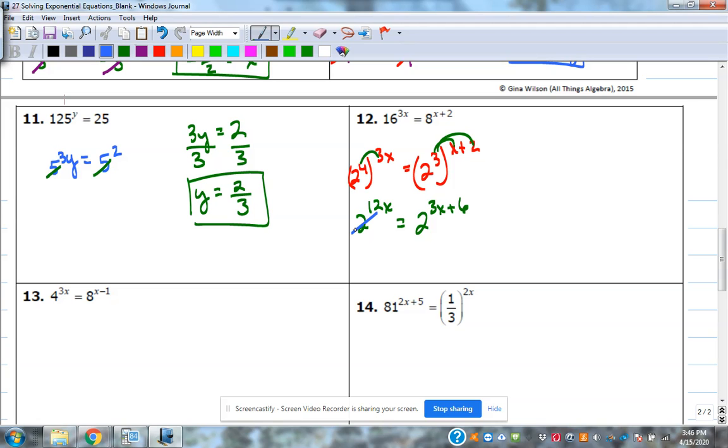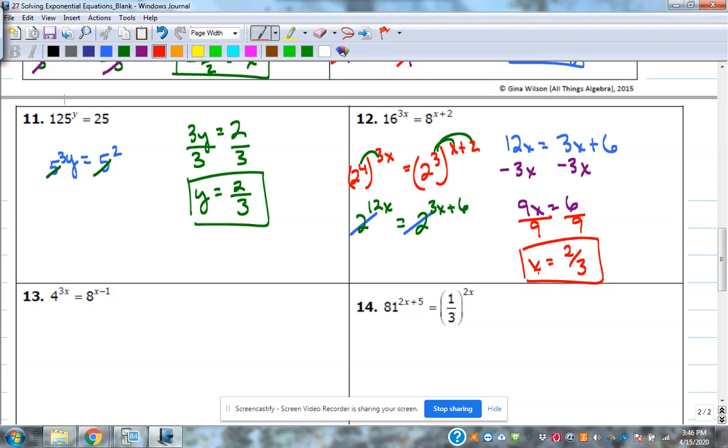Now the bases are the same. Drop them off. Subtract. 12x minus 3x would be 9x equals 6. I'm going to divide and simplify. Divide by 9. 6 over 9 reduces to 2/3.